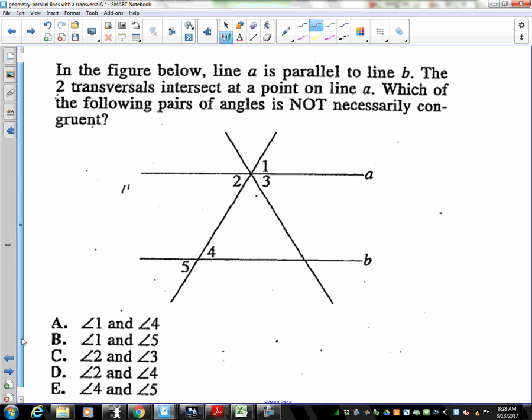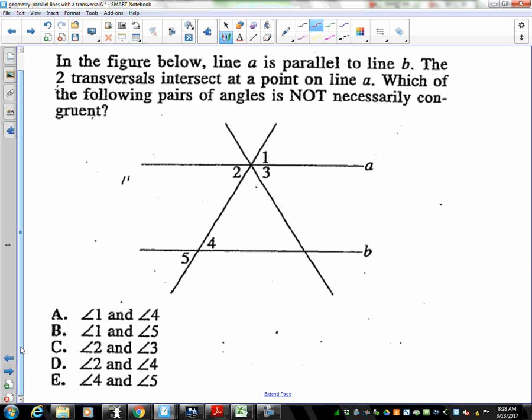Okay, so again, we've got some parallel lines. We have A and B parallel, and then we've got these transversals, just for the sake of naming them here. I'm just going to call them L and M. So we're looking for ones which are not congruent. So if we look at 1 and 4, all I'm going to need to do is just kind of identify that 1 and 4 would be corresponding. So those are congruent, so it's not that one.